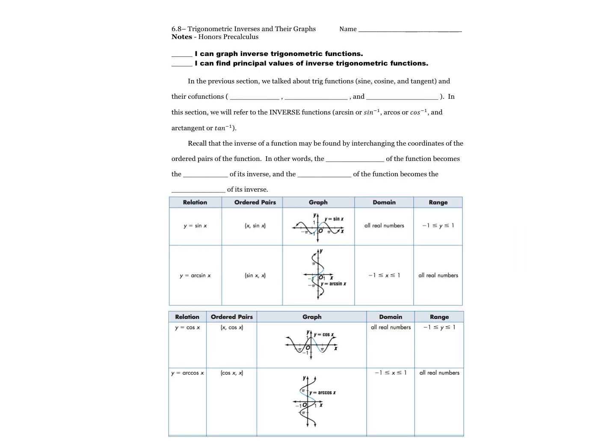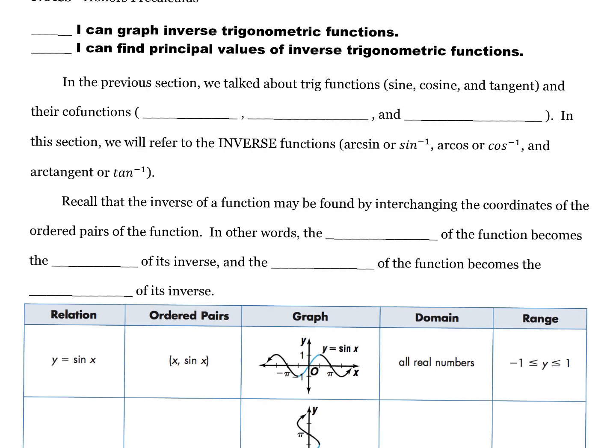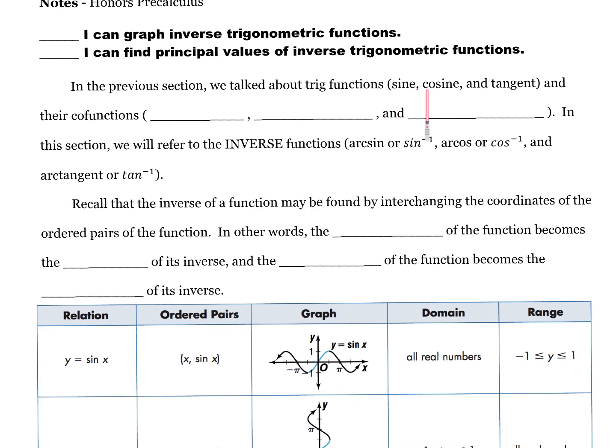All I want to do is do a little pre-teach on this 6-8. It says we've got sine, cosine, and tangent. We're used to those. What are their co-functions? Which one goes with sine, secant or cosecant? Cosecant. So we could write C-O-S-E-C-A-N-T, and how we write that is just C-S-C.